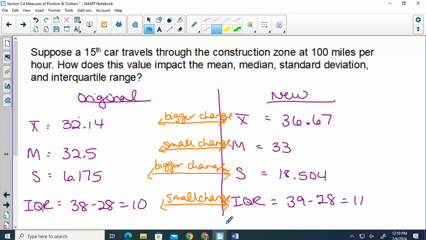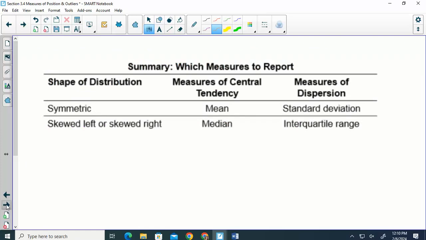So the last thing I'm going to mention today is just kind of a summary. If your data is symmetric, you want to use the mean and the standard deviation. Those are the best values. But if your data is skewed, then the mean and standard deviation are no longer accurate. So then you would want to use the median and interquartile range.